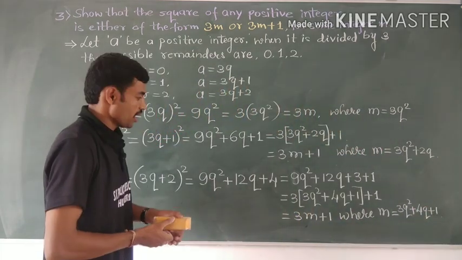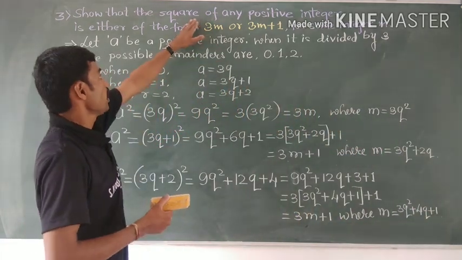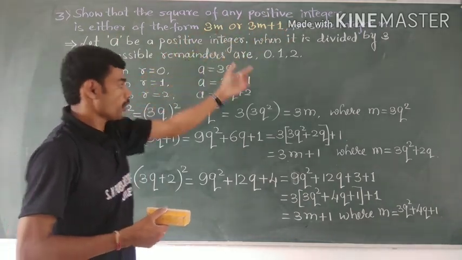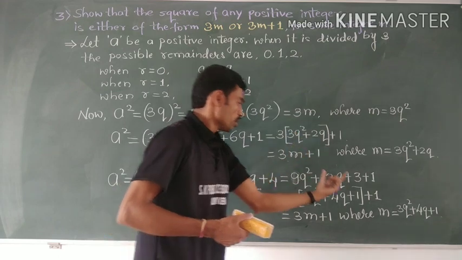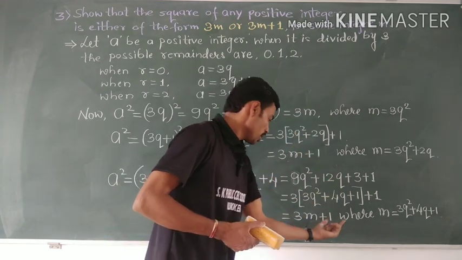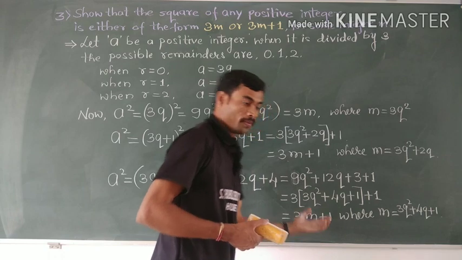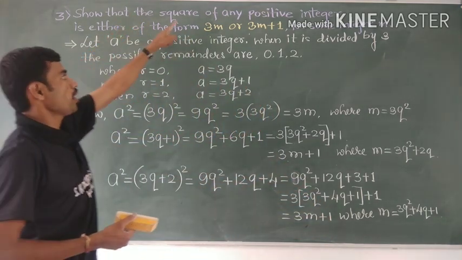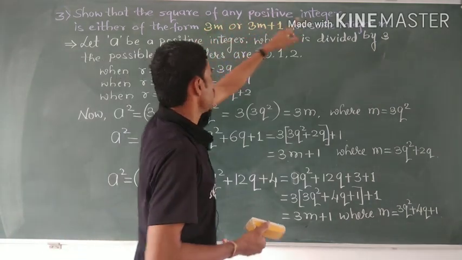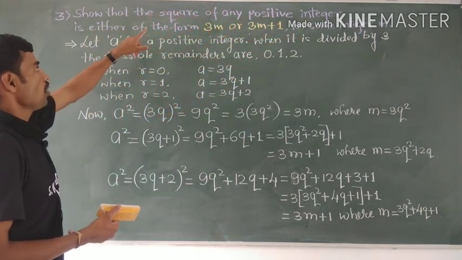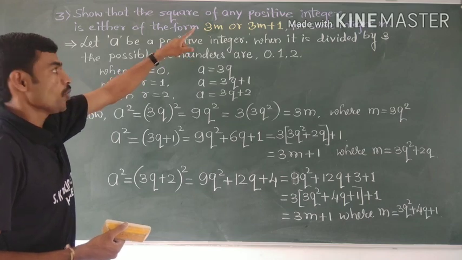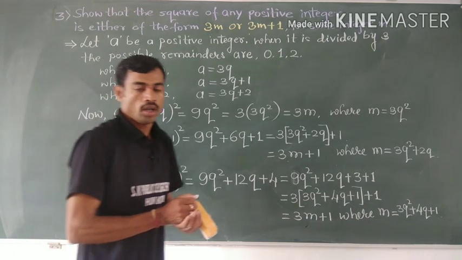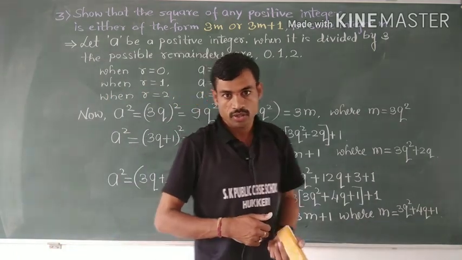It shows that the square of any positive integer is either of the form 3m or 3m plus 1. So by this we come to know that, hence, the square of any positive integer is either of the form 3m or 3m plus 1. I hope you all understood this concept.